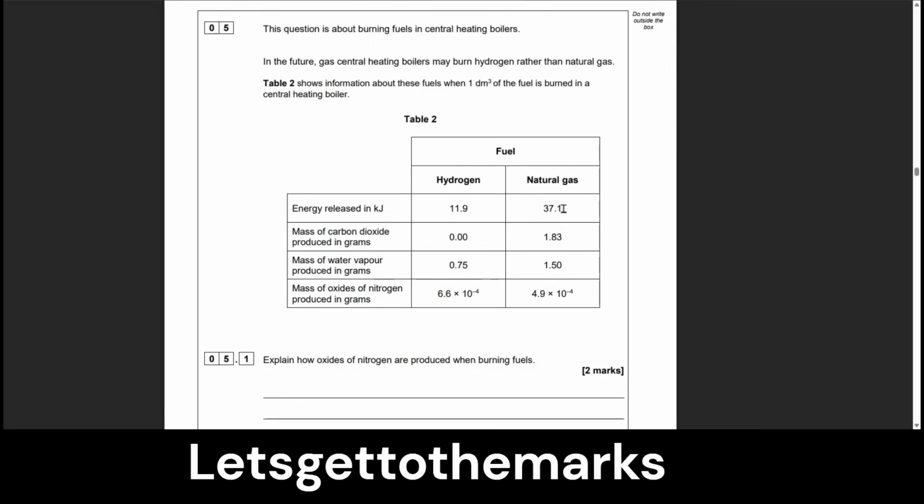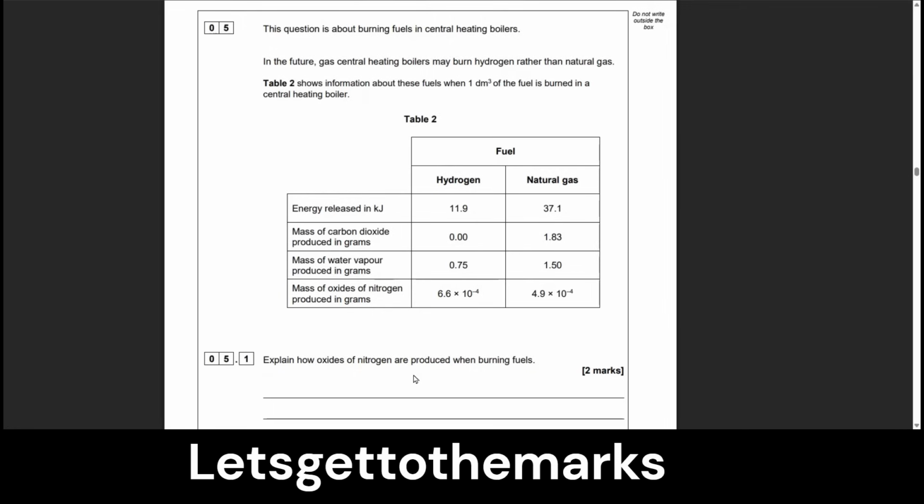So natural gas releases a lot more energy. Mass of carbon dioxide, the hydrogen doesn't give off any, but the natural gas does. Mass of water vapor produced, lots of water made by the natural gas, not a lot made by hydrogen. Mass of the oxides of nitrogen produced. So 6.6 times 10 to the minus 4 compared to 4.9 times 10 to the minus 4.